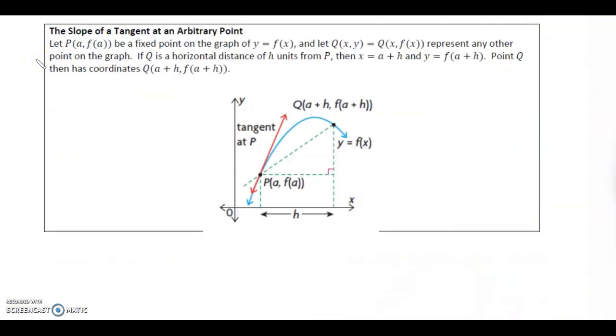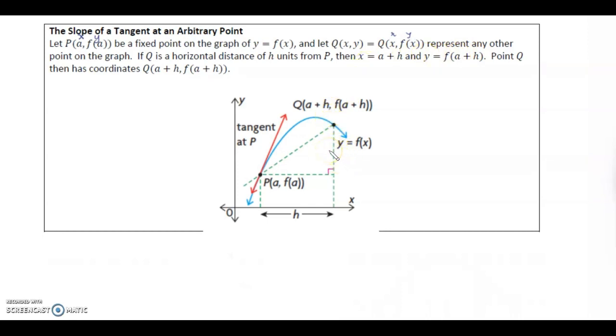Okay, so the slope of a tangent at an arbitrary point. So let P(a, f(a)), which is just obviously an x and a y value, be a fixed point on the graph y equals f of x. So some curve, some function. And let Q(x, y) equal Q(x, f(x)). So again, another x and y, representing any other point on the graph.